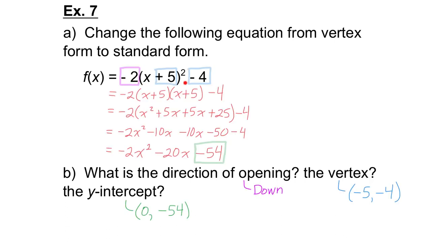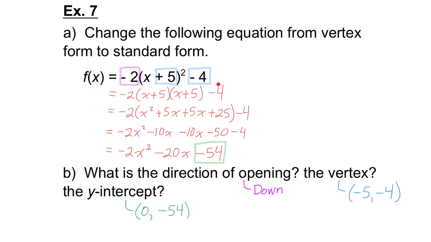This one is a little bit different for expanding and simplifying simply because we are subtracting a number at the end. But start with your exponent. That means x plus 5 multiplied by itself. We get this. The negative 2 in front means everything in the brackets is multiplied by negative 2. And then we can subtract 4. We'll just put our like terms together. Negative 10x minus 10x is minus 20x, and minus 50 minus 4 is minus 54. So this is the standard form.